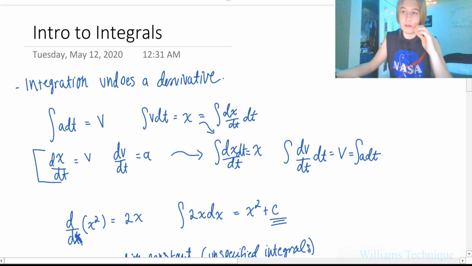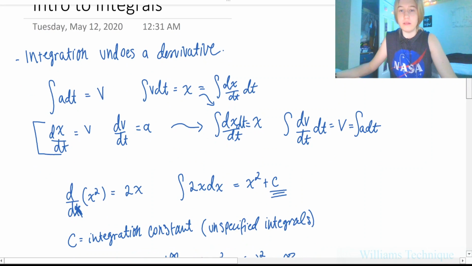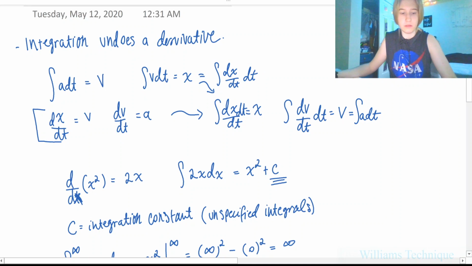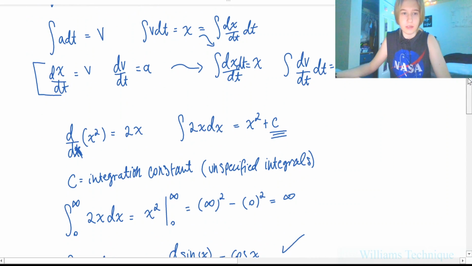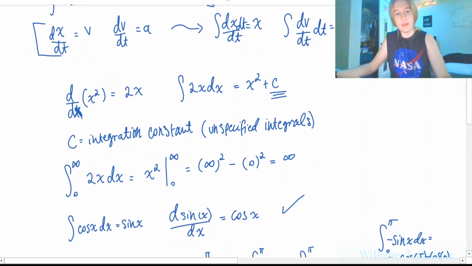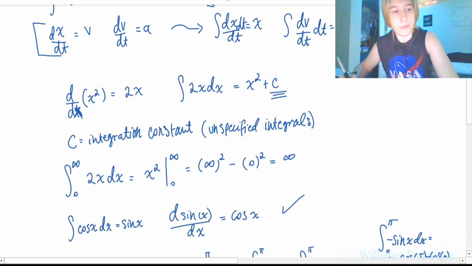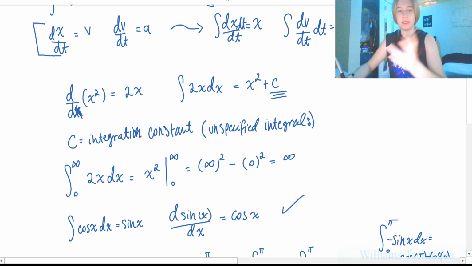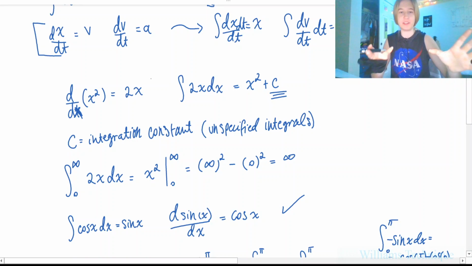So if we go over an example here, let's say we take the derivative of x squared. That equals 2x. If you've taken Calculus 1 and you already know your derivatives, you know that's pretty straightforward.